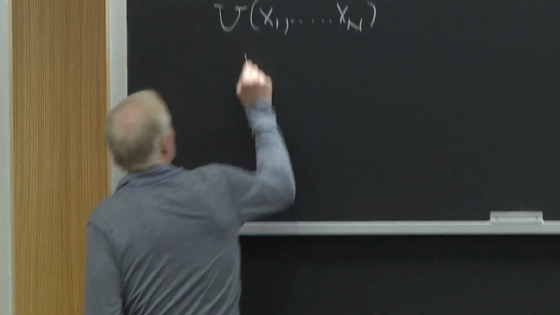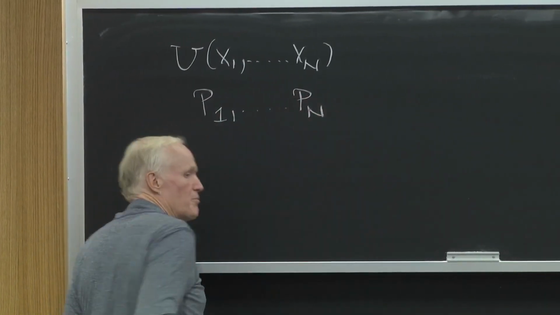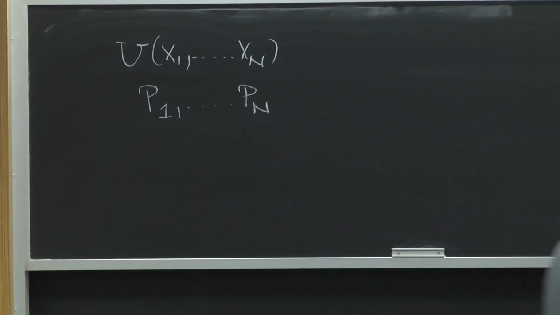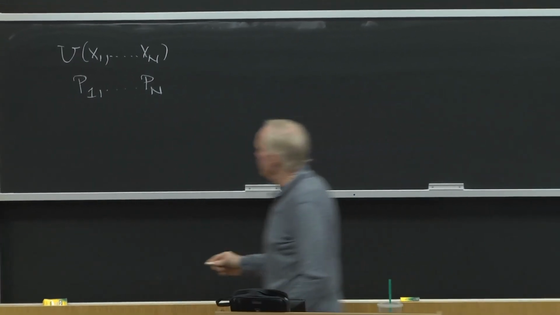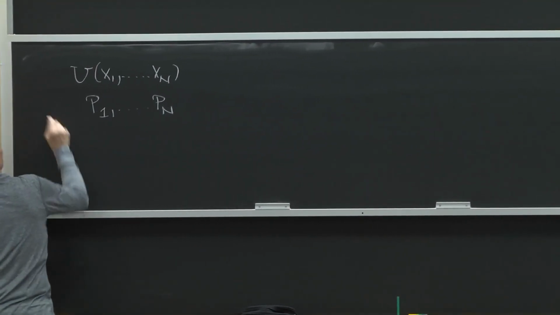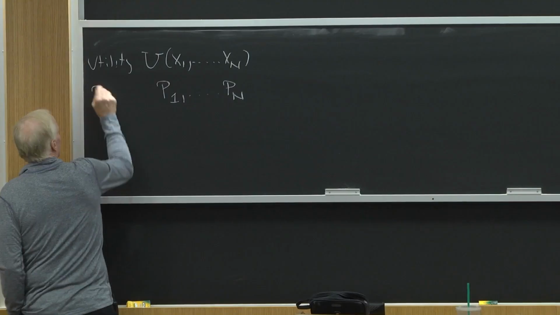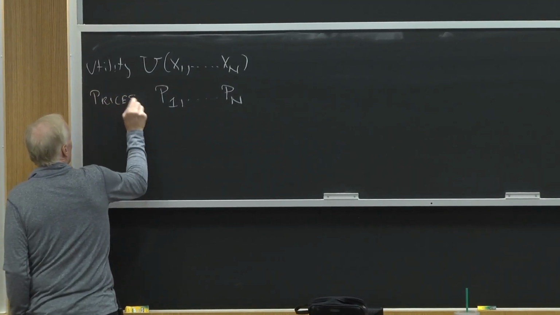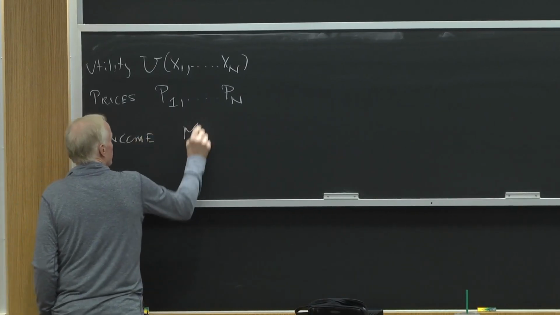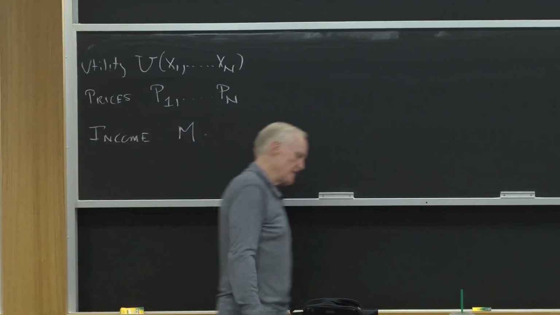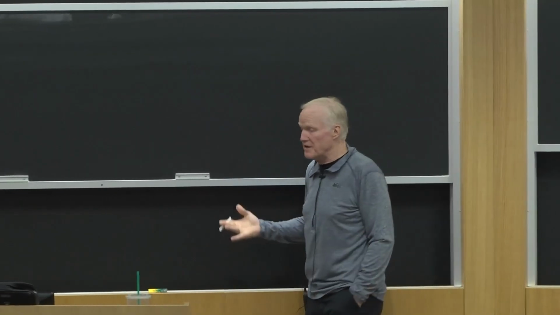Now we're going to assume that you're buying them at prices, where p1 up to pn are the prices of each of those goods. So this is utility. These are the prices. And we'll have your income, and I'm just going to assume your income is M. That's your income. And for now, I'll just assume all the prices and income are in dollars.